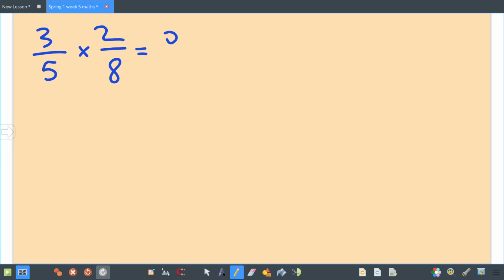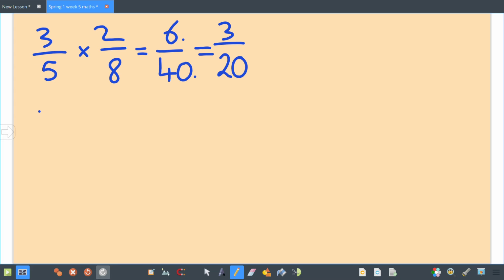So 3 times 2 is 6. And 5 times 8 is 40. Now what you need to make sure you do though, if you can simplify, you simplify. Now these are both even numbers, so I know I can divide them by 2. If in doubt, if they're both even, just keep dividing by 2 until you can't go any further. So 6 divided by 2 is 3, and 40 divided by 2 is 20. Now I know I can't divide this any further because 3 is a prime number, okay? So that would be your answer to that one.